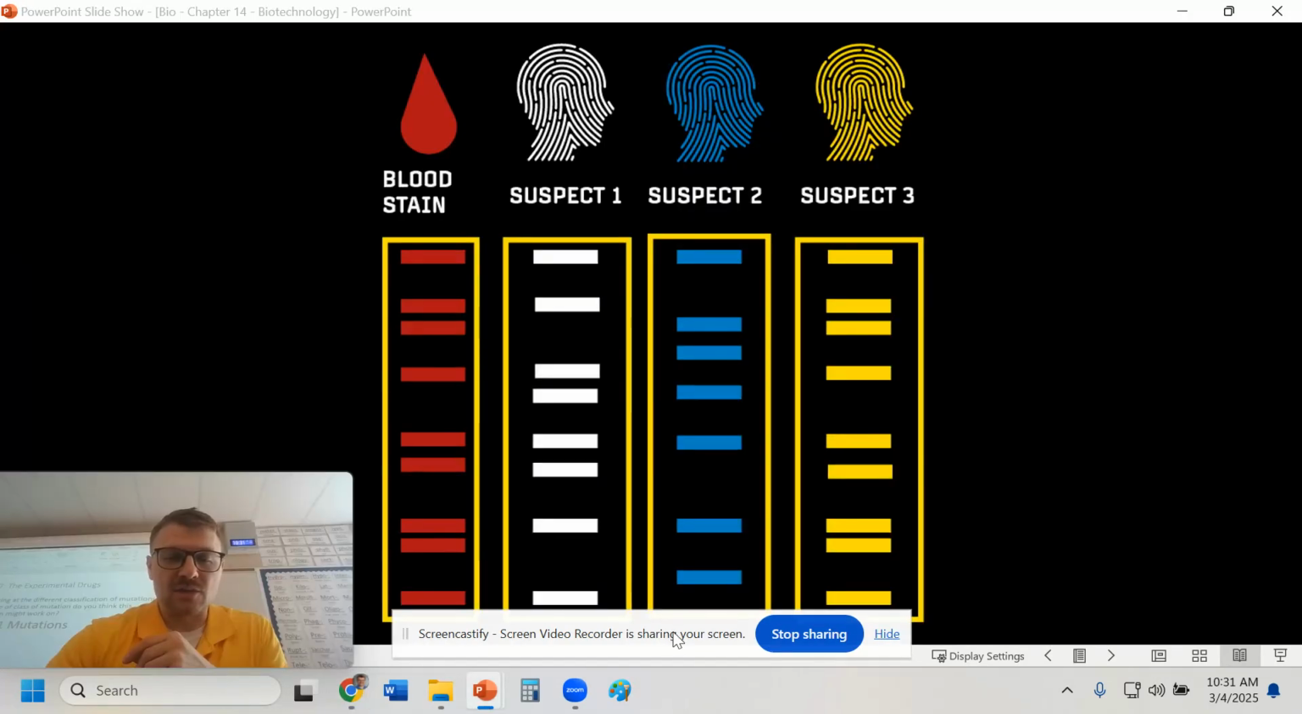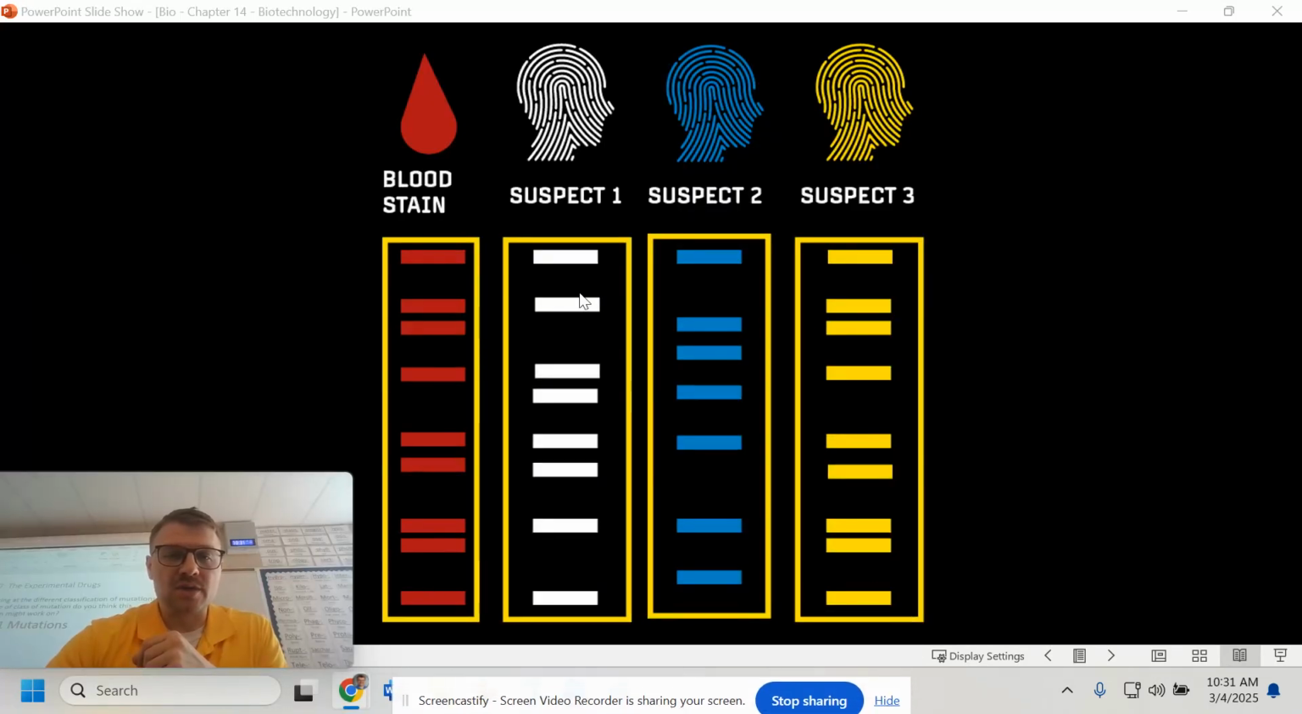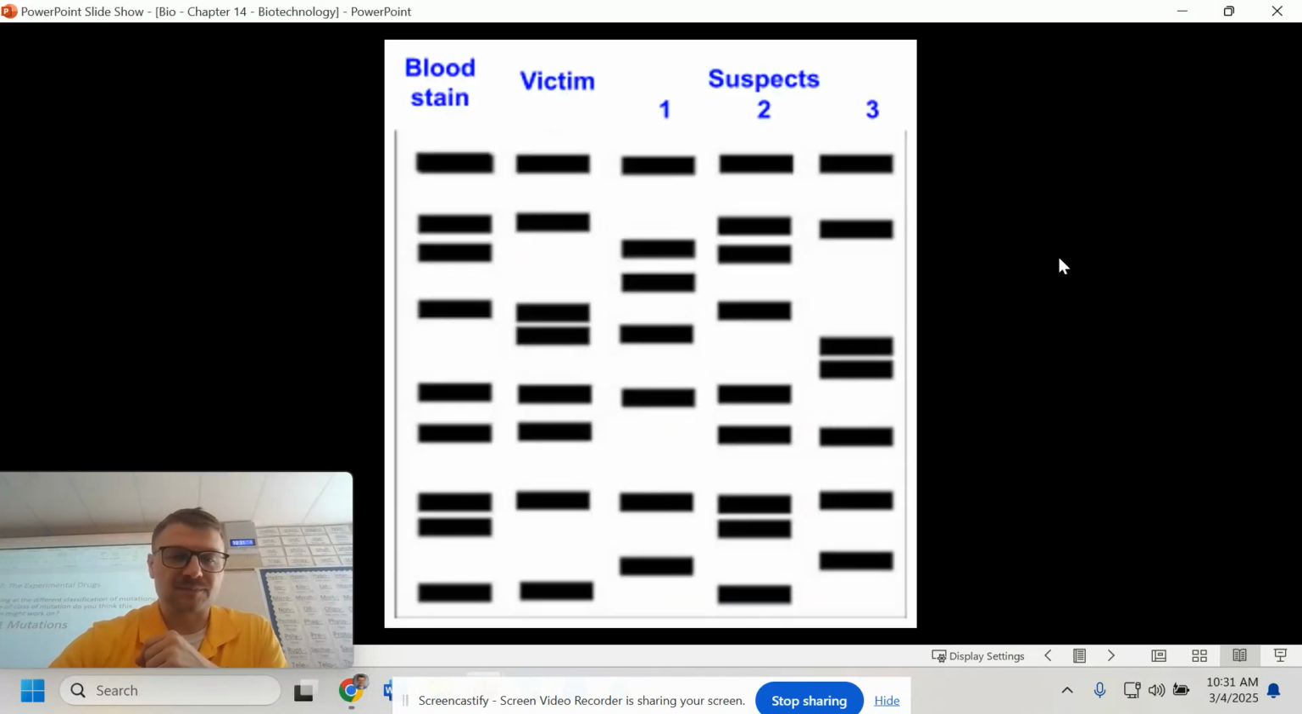Let's do another one here. You can see here, bloodstain. Who is the suspect that was at the crime? So again, we're going to match up the lines here. You can see suspect 1 isn't it, suspect 2 isn't it. But if you look at suspect 3, they have all the same lines. I know they're different colors, but this helps us see what we're looking at a little bit differently.